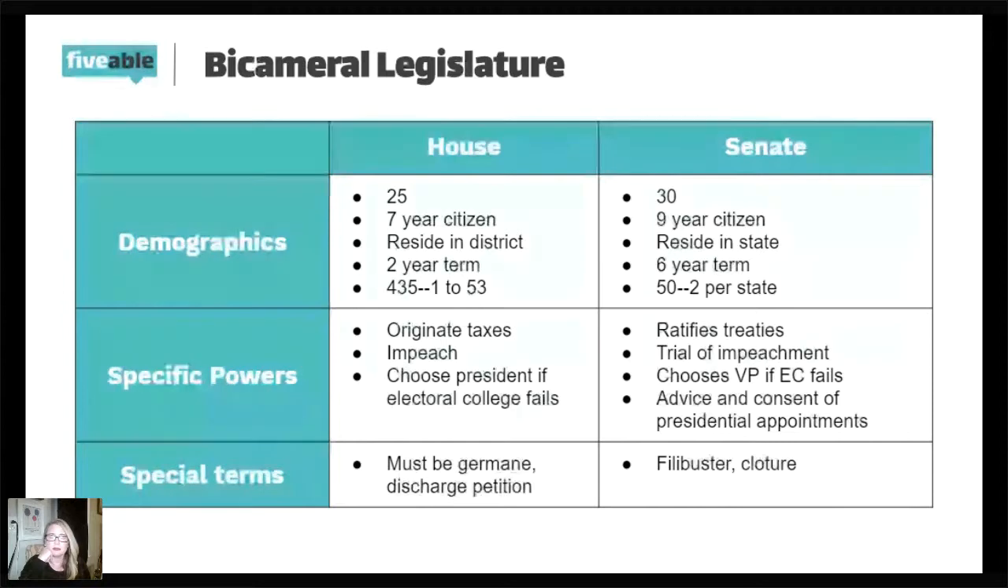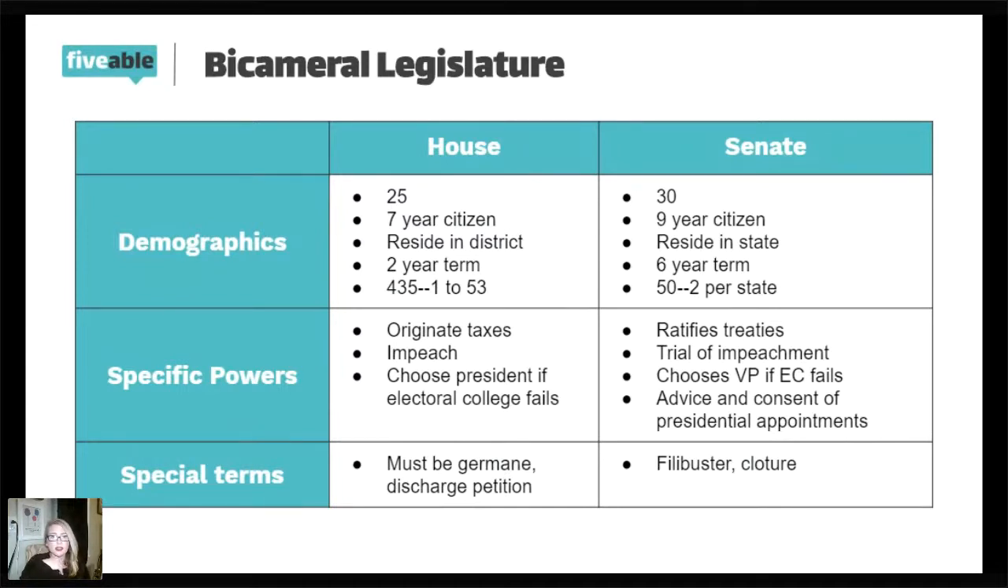So those very lowly populated states, like in the West, they only have 3 total members, 1 House member and 2 Senate members. But the whole House of Representatives has 435 seats. Okay. The specific powers to the House is that they can originate tax. They must originate tax bills. And they can impeach the president as well as impeach judicial justices. Okay. They also get to choose the president if the Electoral College fails. So if no president gets 270 votes, then they get to choose the president.